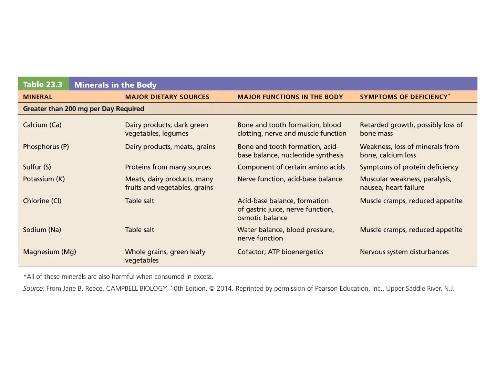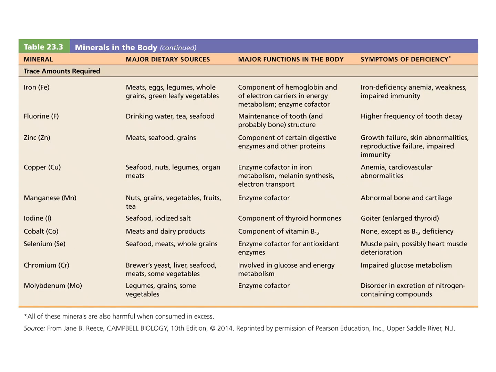So here is some information about the minerals in your body: the ones that you need in a certain amount, where you get them from, what they do in your body, and what happens when you don't have them. Here are the trace minerals. Again, you don't have to learn every detail of these. I would make sure that I know which ones you absolutely have to have, and then for the traces, make sure you know which ones are trace minerals.